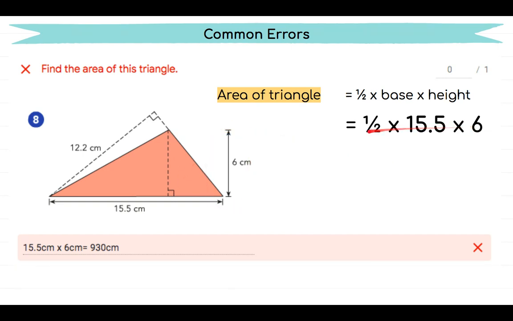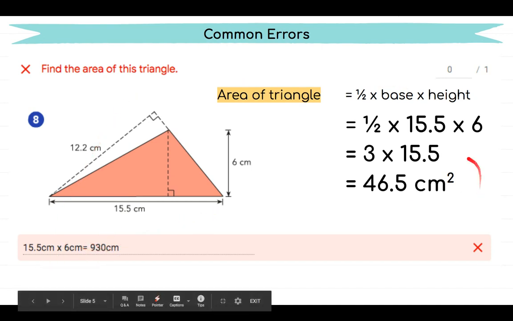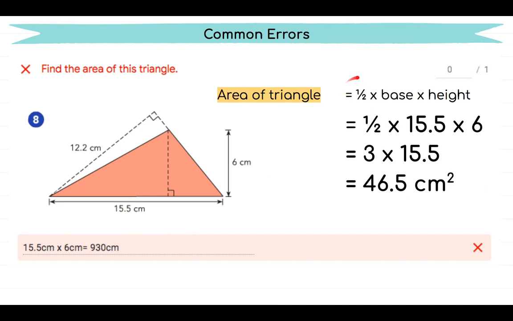So 6 again can be divided by 2, so we can cross them off. 6 divided by 2 is 3. Bring down the 15.5. 3 times 15.5, you can use a calculator, or I can do it mentally, is 46.5 square centimeters. Notice how the answer is very different. So again, please do make sure that you add this 1/2, because remember, the area of a triangle is half of a rectangle.